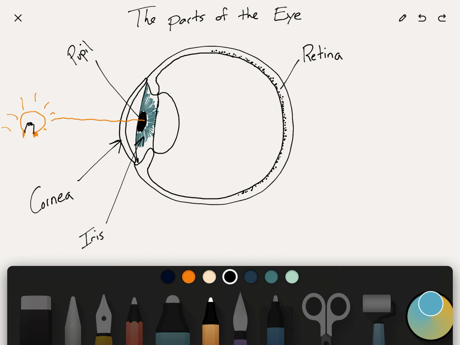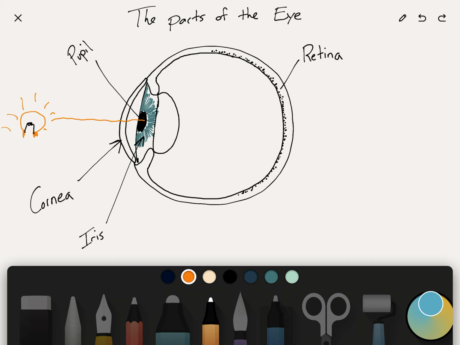Okay? Glasses can help that because they can be put in front of the lens to allow the light to be bent before it gets to the cornea, before it gets to the lens, and then before it gets to the retina. The idea is that the light wants to focus on the retina at a very specific point. That is how you see things clearly. Okay?